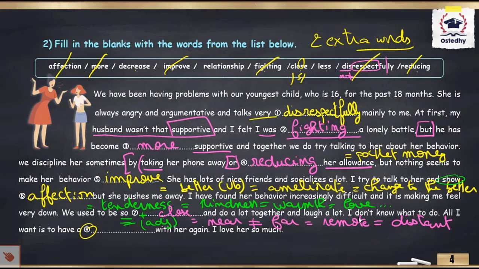Okay, then I don't know what to do. All I want is to have a relationship. If you have a, that means I need a noun. Exactly. So all I want to have is a relationship with her again. I have used close, so I'm going to use the word relationship. Relationship is the noun.